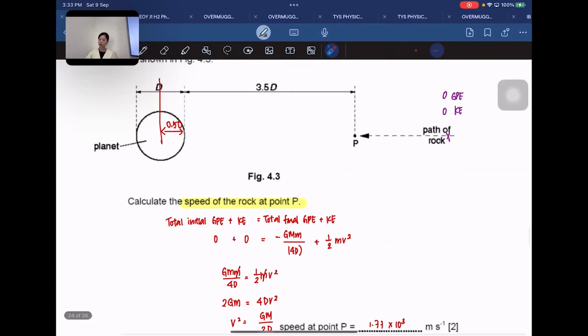Now, I want you guys to take note, however, for the GPE portion. At point P, I know GPE is negative GMm over r. But what is r? r is the distance between the two centers, not between the two surfaces. So I have to take 3.5 plus the additional 0.5 here. You understand? So take note, I cannot just take r to be on the surface of the planet. I need to include the radius.